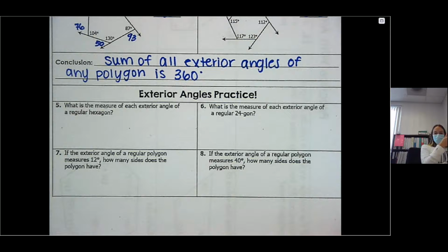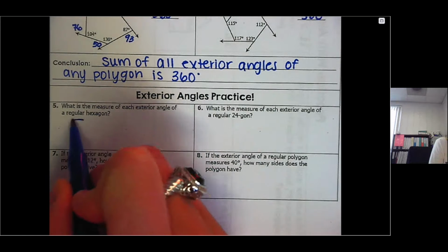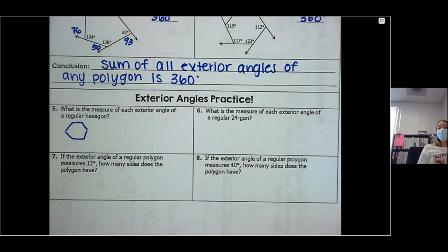All right, let's do a little bit of practice, and then we'll be done once we do these last 4 here. Exterior angle. Number 5 says, what is the measure of each exterior angle of a regular hexagon? How many sides are in a hexagon? 6. Now, the sum of all the exterior angles of that hexagon is what? 360. We're talking about exterior now, outside. I know the outside is all 360, but how would I figure out what each individual angle is?